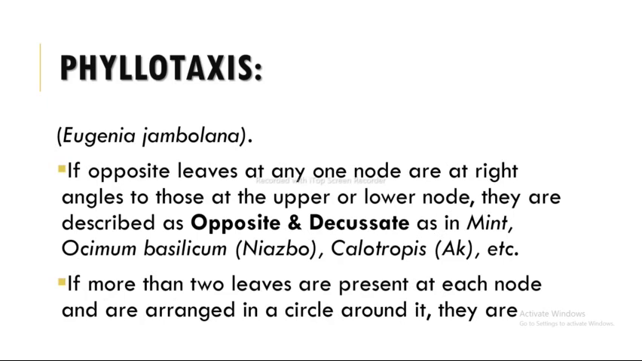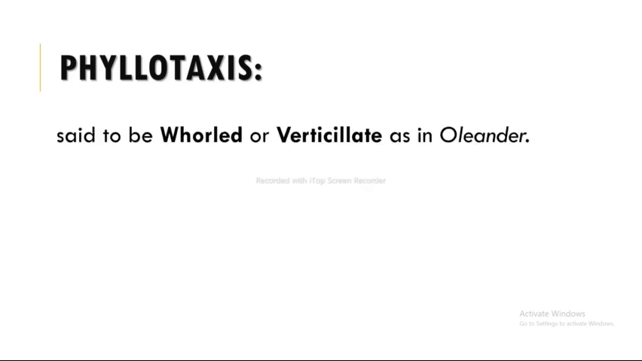If opposite leaves at any one knot are at right angles to those at the upper or lower knot, they are described as opposite and decussate. As in mint, Ocimum basilicum, also known as Niaspo, and Calotropis, also known as Uck, etc. If more than two leaves are present at each knot and are arranged in a circle around it, they are said to be whorled or verticillate, as in the oleander.